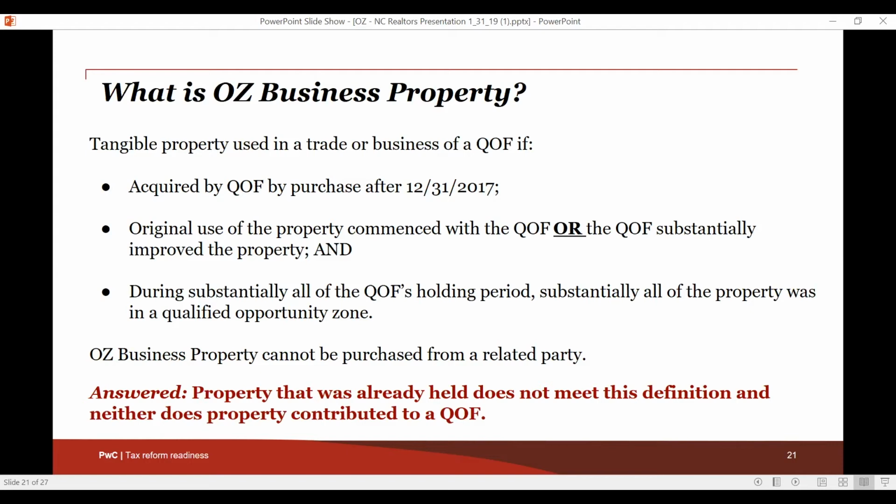And lastly, during substantially all of the Qualified Opportunity Fund's holding period, substantially all of the property's use must be in a qualified opportunity zone. It is important to note that Treasury has not yet defined substantially all in that aspect. Again, Treasury's intent here is for developers to buy rundown buildings that may even be vacant and then substantially improve them and get them back up and running and filled with tenants.